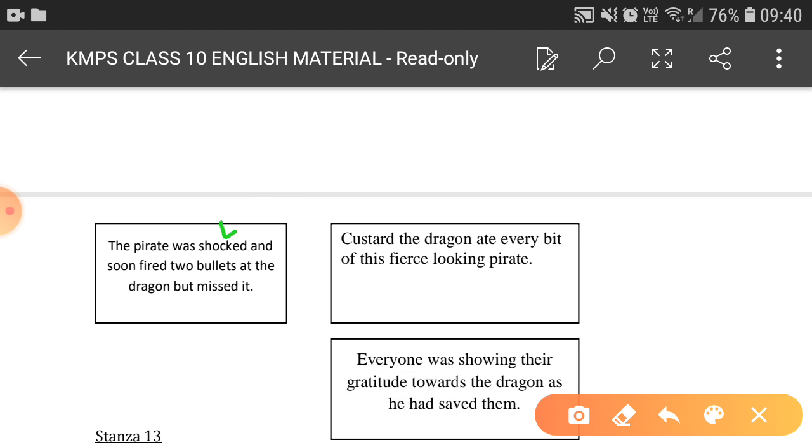The pirate was actually shocked. What was the reaction of the pirate? He was very shocked, and soon he fired 2 bullets at the dragon, but those bullets missed. Custard the dragon ate every bit of the fierce looking pirate. Everyone showed their gratitude towards the dragon as he had saved them.